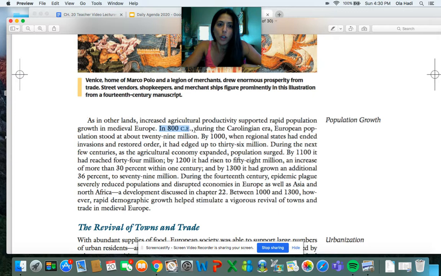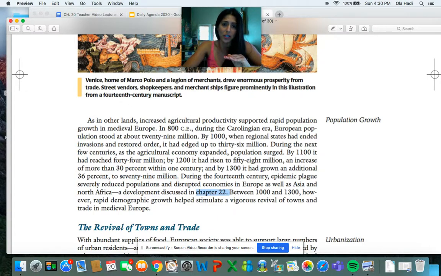If you look at prior to this expansion in agriculture, all of Europe stood at about 29 million. And we're going to see that increase, sometimes a 30% increase within one century, largely because of the things we just mentioned. And so we're going to see it jump up to 79 million by 1300. It's more significant than what it was. There will be a decrease because of disease that we'll talk about more in Chapter 22, but not for now.